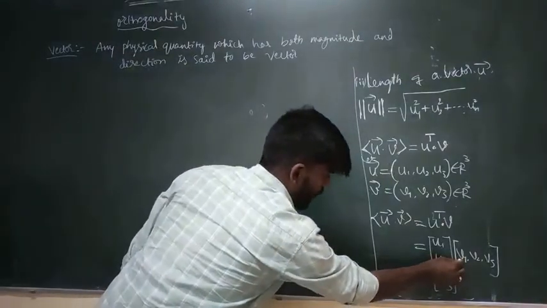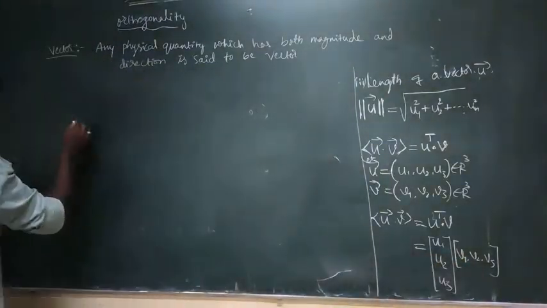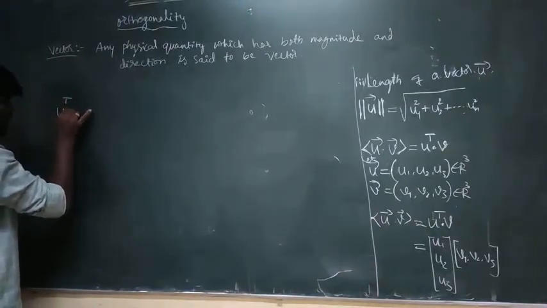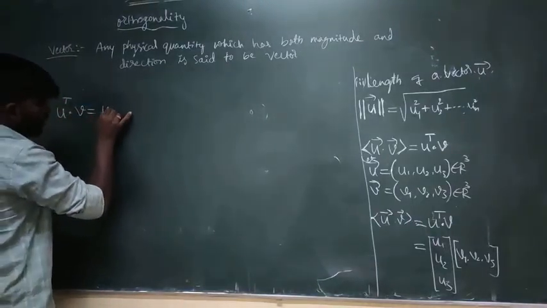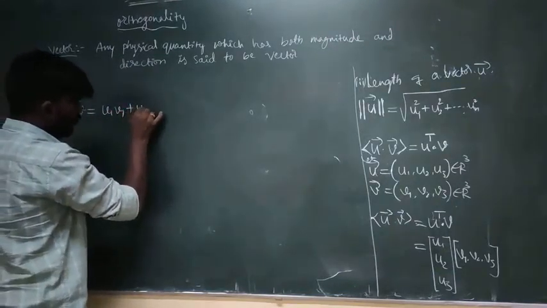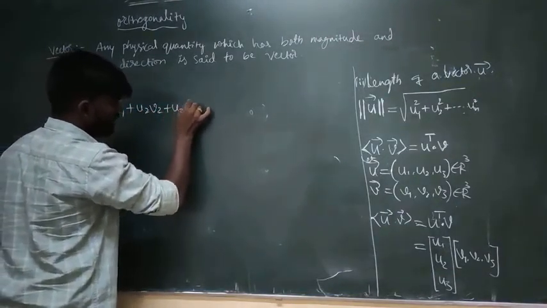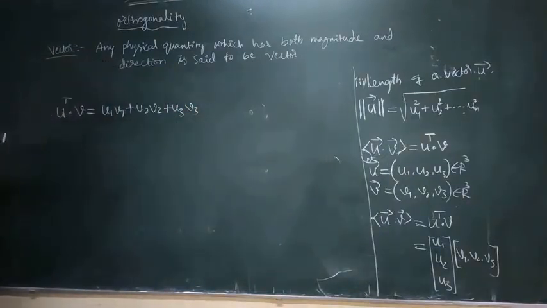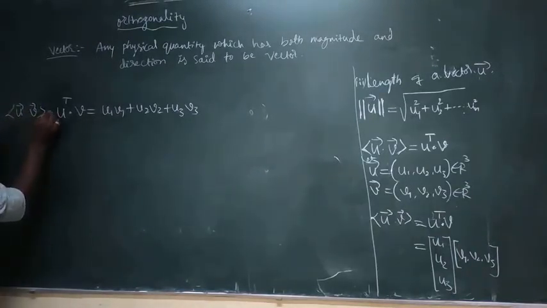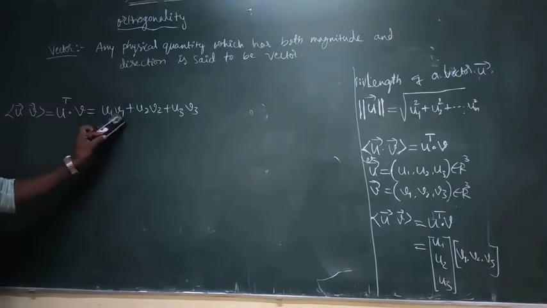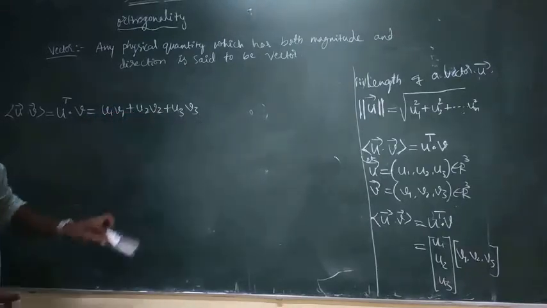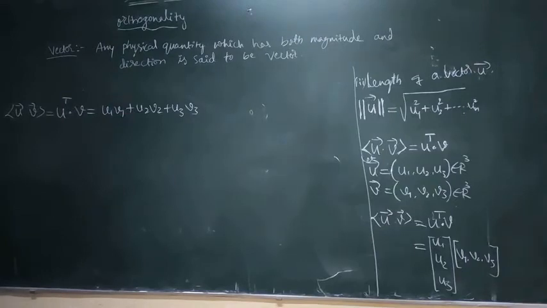u1 into v1 plus u2 into v2 plus u3 v3. This is the inner product, denoted by the bracket u, v, which is equal to u transpose v, which is u1 v1 plus u2 v2 plus u3 v3. This inner product is a scalar.